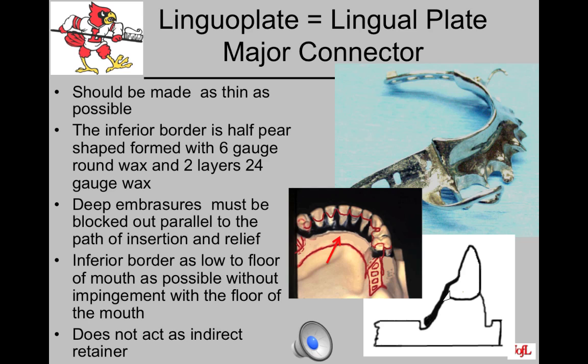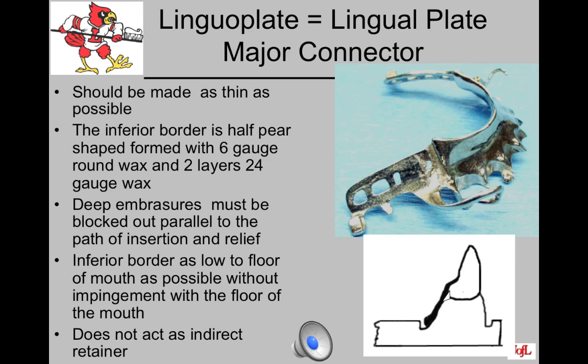The tissues below the major connector are thin and can be impinged upon, especially when the extension base partial denture rotates around the fulcrum line. The inferior border is placed as low in the floor of the mouth as possible without impingement upon the functional floor of the mouth. It's important to note that the lingual plate is not an indirect retainer.